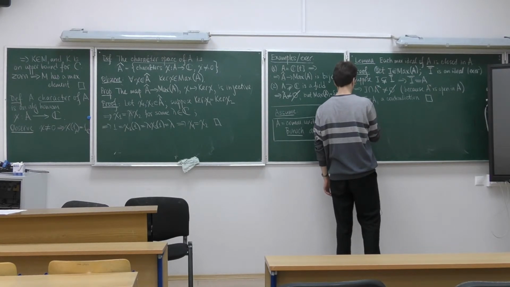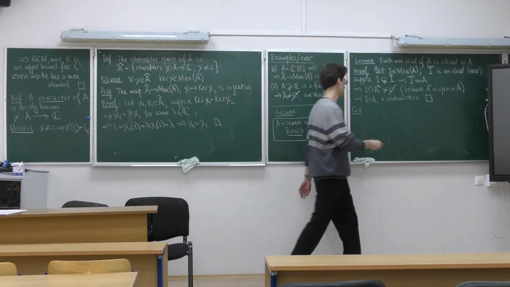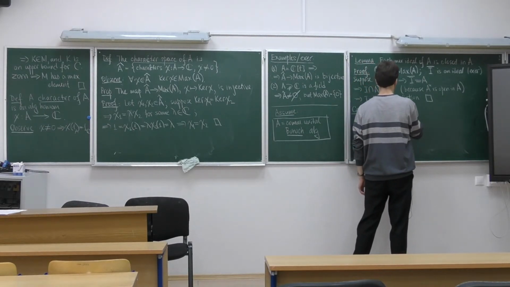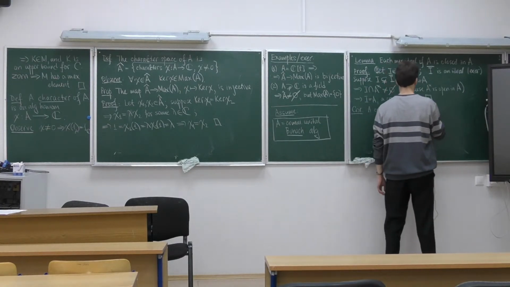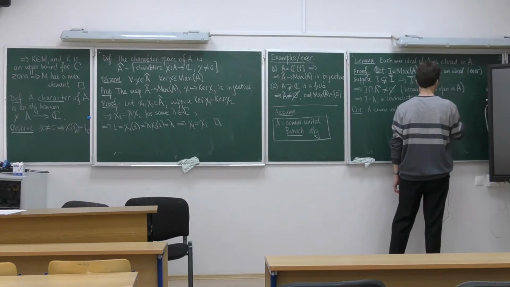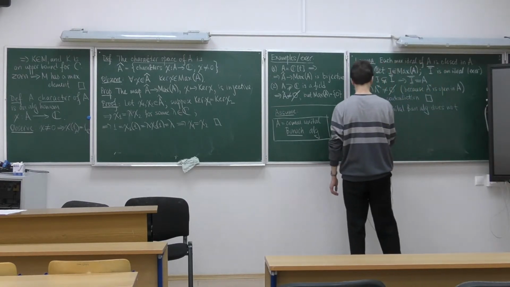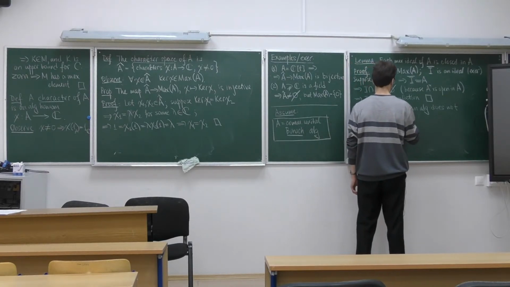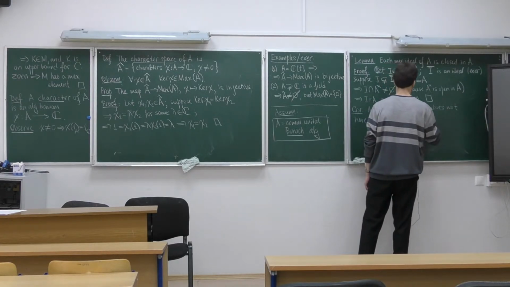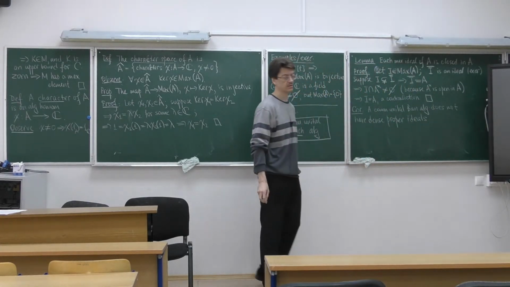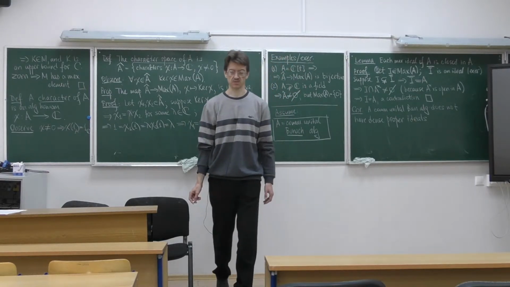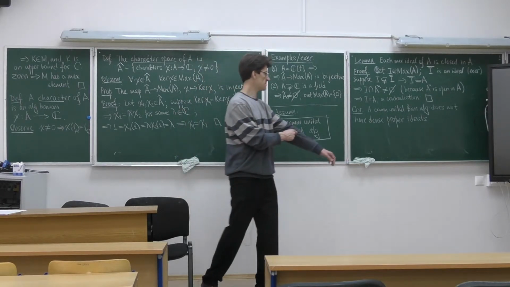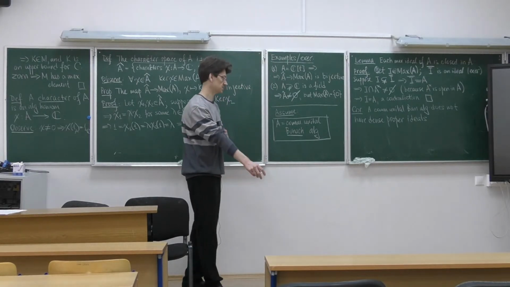As a corollary, we see that any commutative unital Banach algebra doesn't have dense proper ideals. Because any proper ideal is contained in a maximal ideal, and the maximal ideal is always closed. So a proper ideal is never dense.